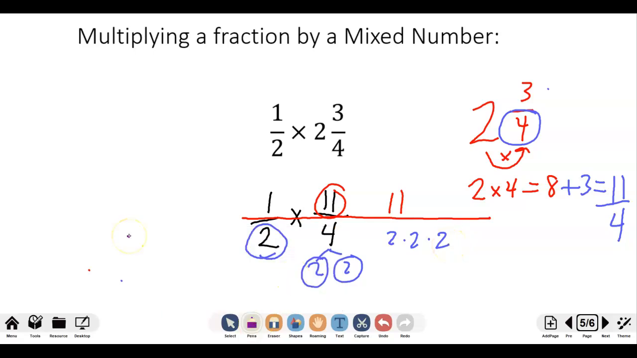Well, I don't have anything I can cancel. So I've got 11 in the numerator, and in the denominator, 2 times 2 is 4. 4 times 2 is 8. So I have 11 eighths.